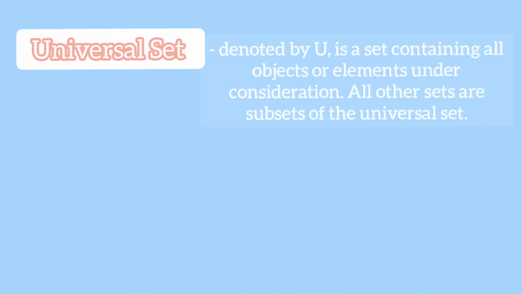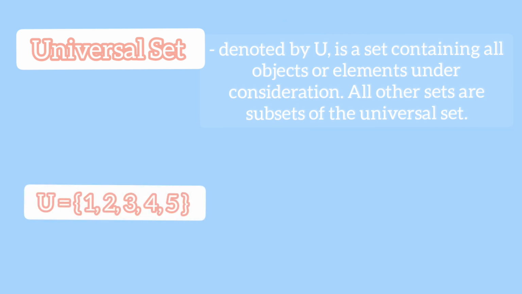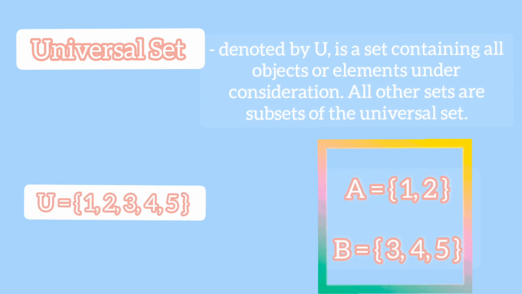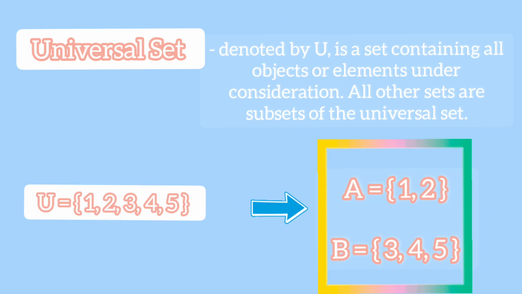Universal set, denoted by this, is a set containing all objects or elements under consideration. All other sets are subsets of the universal set. Subset, a set whose elements are all contained in another set.